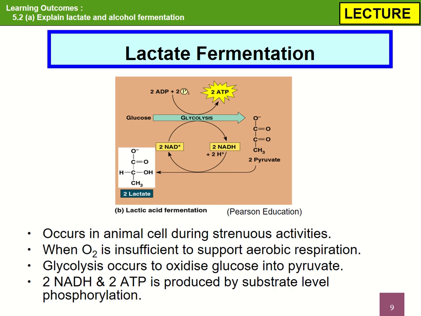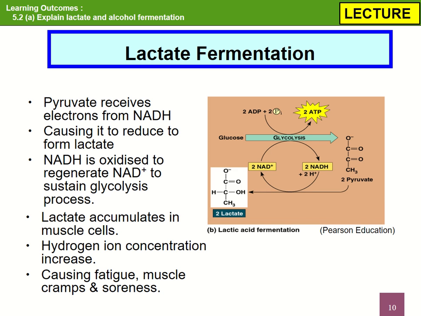Lactate fermentation occurs in animal cells during strenuous activities. It occurs when oxygen is insufficient to support aerobic respiration. Glycolysis occurs to oxidize glucose into pyruvate. 2 NADH and 2 ATP are produced by substrate-level phosphorylation. Pyruvate will then receive electrons from NADH, causing it to reduce to form lactate. NADH is oxidized to regenerate NAD+ to sustain the glycolysis process.